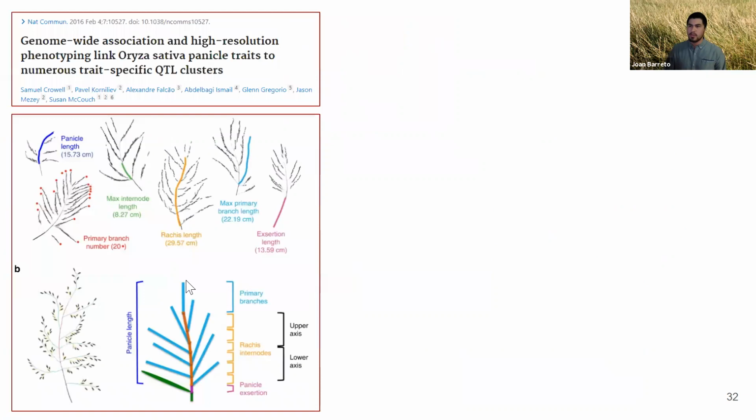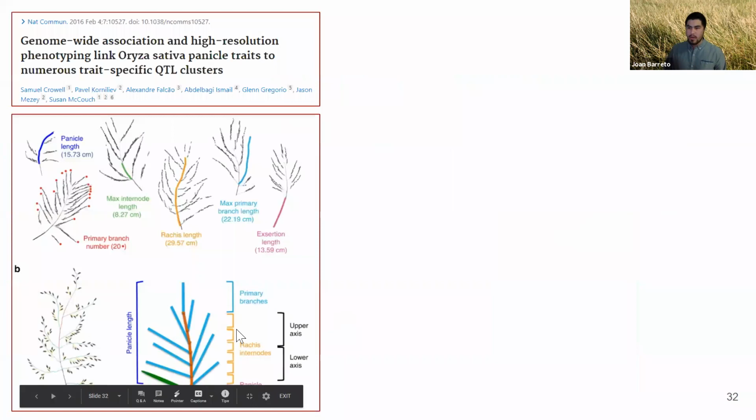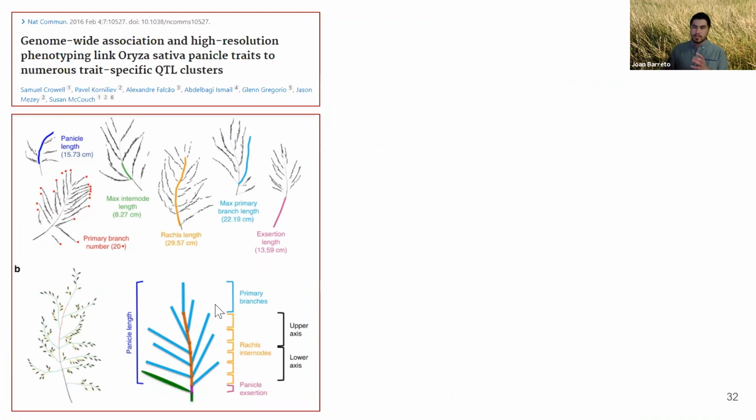This is a particular example in rice, in which the authors looked at the spike architecture and also used genomic data. And they found that clusters of traits, rather than independent traits like panicle length or the maximum, they looked at clusters of traits using multivariate statistical methods. Some clusters were associated with seed yield in rice and many other morphological traits.